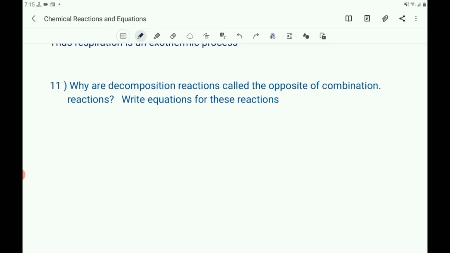The decomposition reaction is the opposite of combination. In a decomposition reaction, a single compound breaks down to produce two or more simpler substances. For example, mercury oxide on heating decomposes to mercury and oxygen. In combination, two or more substances simply combine to form a new substance. A simple example: magnesium combines with oxygen to give magnesium oxide. So let us write the answer here.